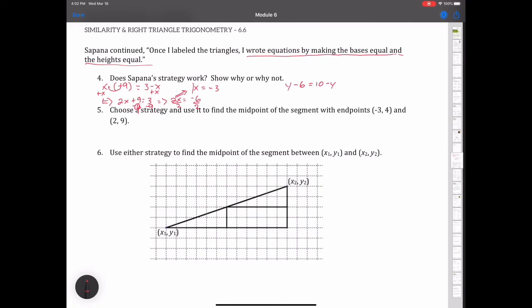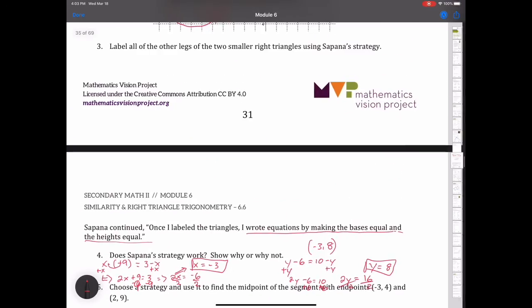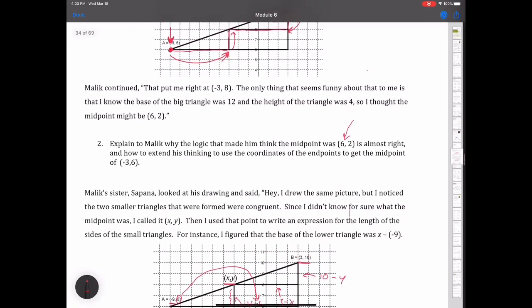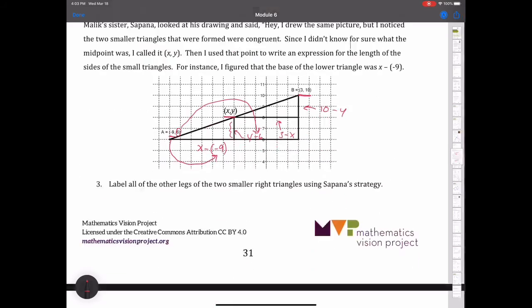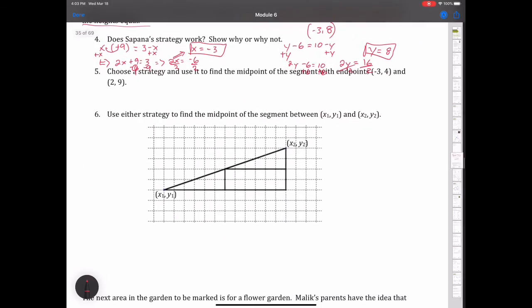All right, we've got our x value solved for. Now I'm going to do that same thing with the y. I'm going to add y to both sides. I get 2y minus 6 equals 10. Add 6 to both sides, if you can see it right there. And I will get 2y equals 16. Now the final process is dividing both sides by 2, and I get y equals 8. So my ordered pair then would be negative 3 comma 8. And if you remember back to what Malik said before, that put me right at negative 3 comma 8. So we can evaluate Sapana's strategy does in fact work, and that is why.